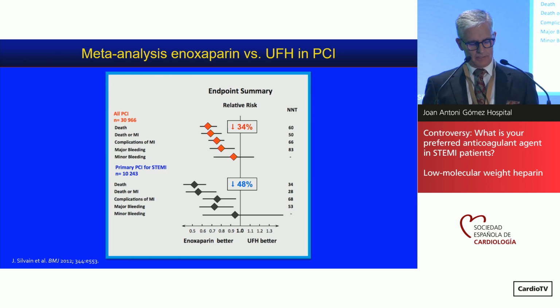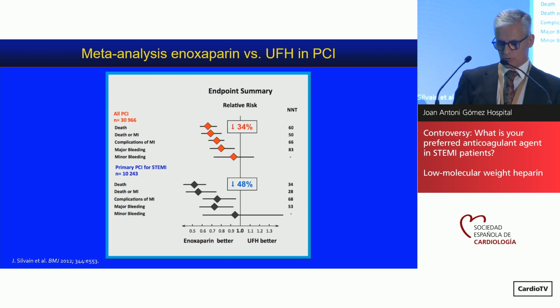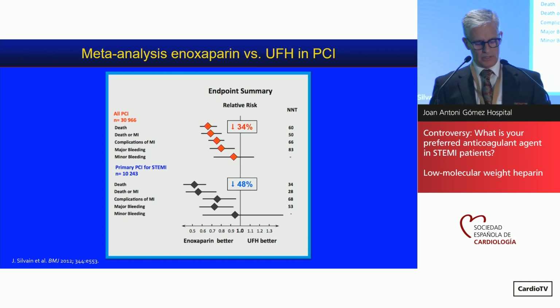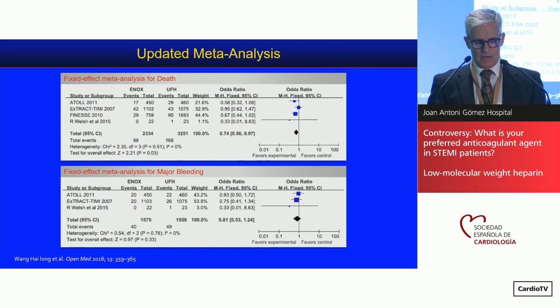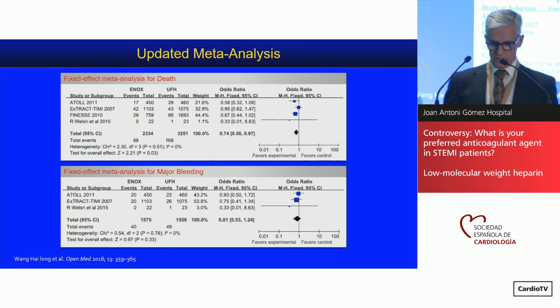So this is the meta-analysis that Dr. Sanchis presented before. So there is a clear demonstration that in all PCIs, and especially in the setting of primary PCI, there is a clear benefit on the ischemic complications, death, MI, with the benefit on major bleeding, not benefit for the minor bleeding. And 2 years ago, we published an updated meta-analysis that showed in the effect on death, there is a trend that is a significant benefit for those patients.